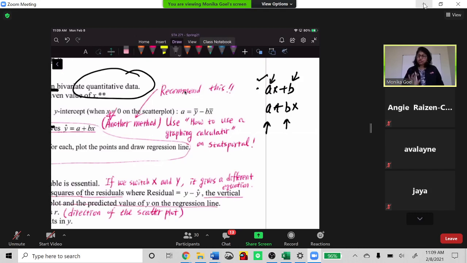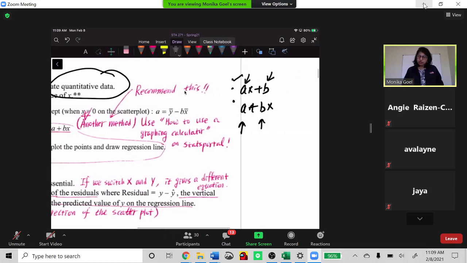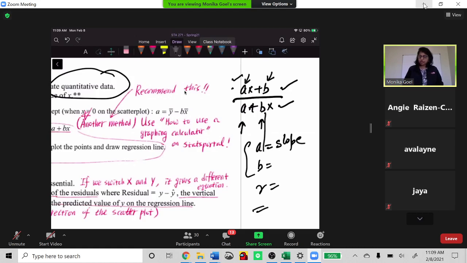So it changes. Make sure when you look at the line using the calculator, you check which equation you are using, and accordingly you can pick your slope, because it will give you the value of a, the value of b, and the value of r. You know that r is the correlation coefficient. A and b are your slope and intercept. If you took this equation, a is your slope. But if you work with this one, then your b is the slope, not a. So it will change.